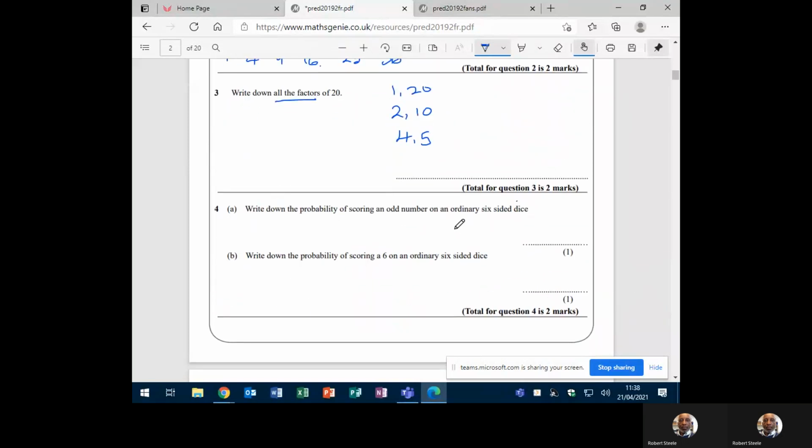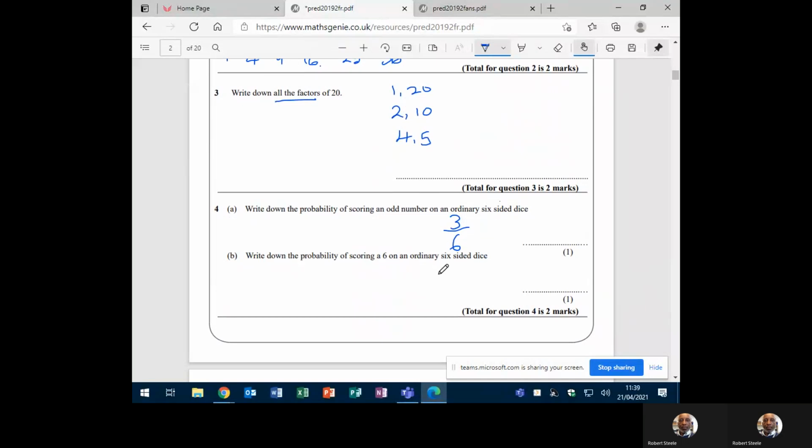Okay, on an ordinary 6-sided die, you've got 6 faces, so I'll put that on the bottom of my fraction, and 3 of those faces are odd. Yeah, the 1, the 3, and the 5. We've got 3 out of 6. Please stick to fractions. Percentages and decimals are also valid, but this is much simpler left as a fraction.